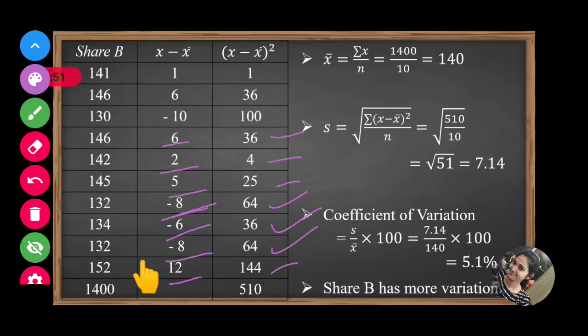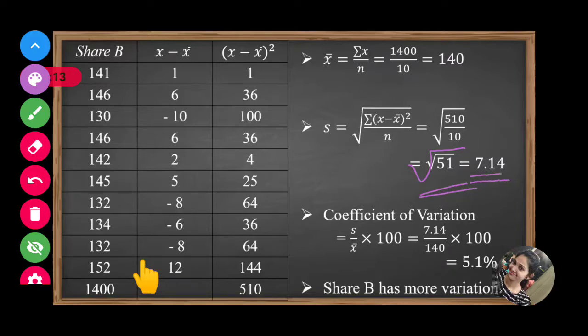Right? Now do the summation of this entire column. It will be 510. Apply the formula, put the values in the formula: under root 510 upon the number of observations, which is 10. So the 0 can cancel. Here, under root 51. You can find the square root of 51 on the calculator. It will be 7.14. So we have already found s and x bar.